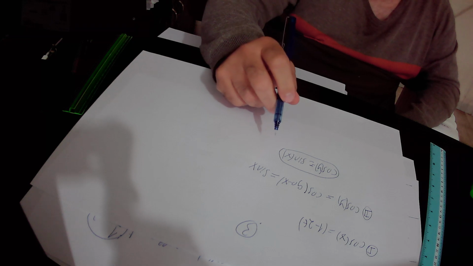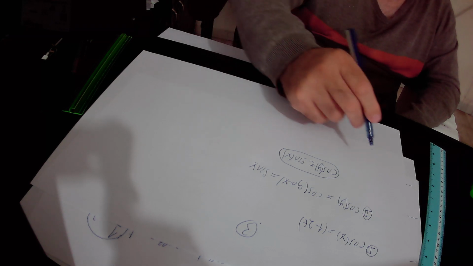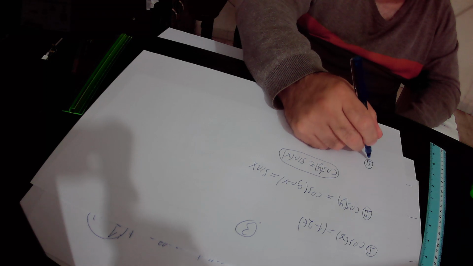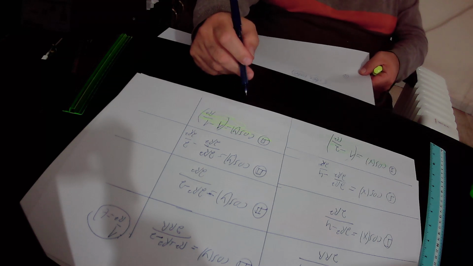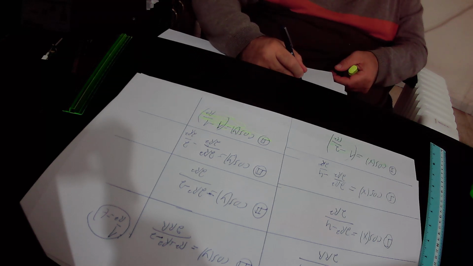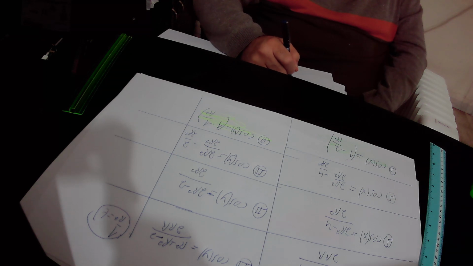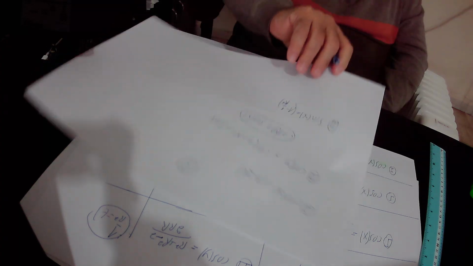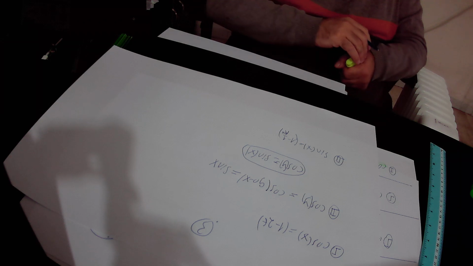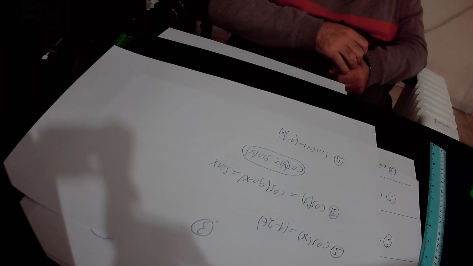So we substitute cosine y in equation number 2 by sine x, and we get that according to equation number 2, we have cosine y, so cosine y is sine x, is equal to 1 minus 1 over r squared. According to equation number 2, sine x equals 1 minus 1 over r squared.